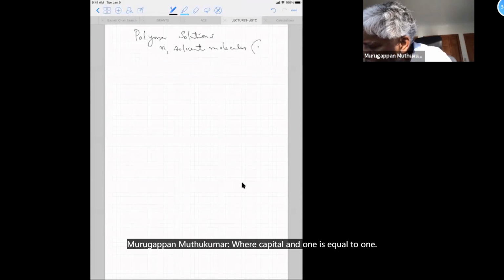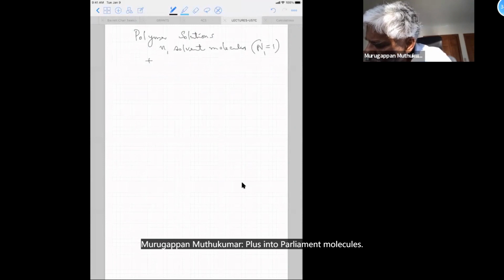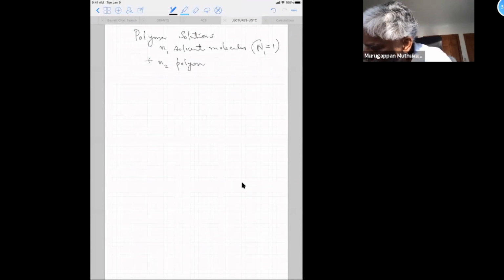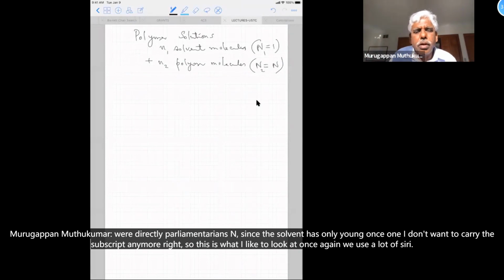Where capital N1 is equal to 1 plus N2 polymer molecules, where the degree of polymerization is equal to N. Since the solvent has only N1 is equal to 1, I don't want to carry the subscript anymore, right? So this is what I like to look at.